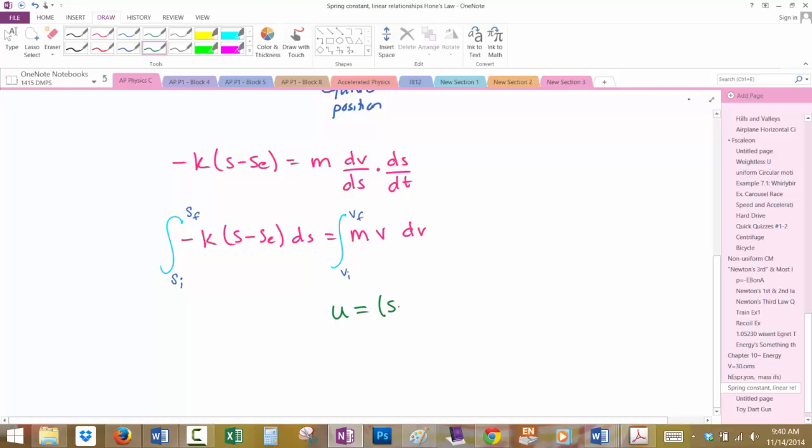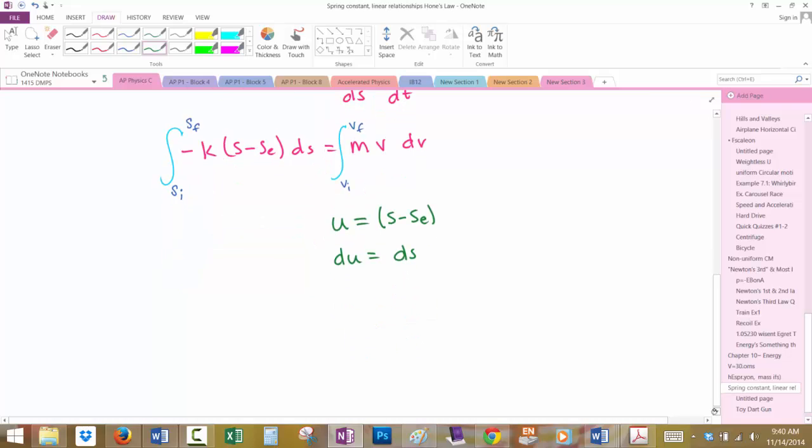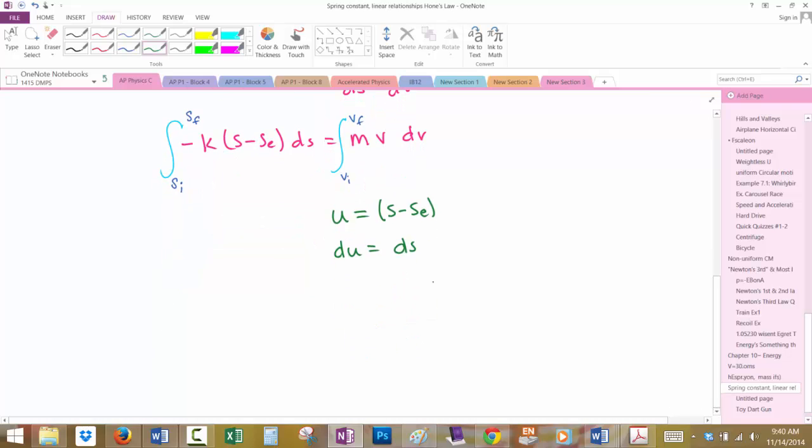U is equal to s minus SE. If that's the case, then du is equal to what? SE is a constant, yes. It's just a number. What's that? Just 1, right? So it's just going to be 1 times ds, right? Is that okay? And so then we can rewrite our integral.